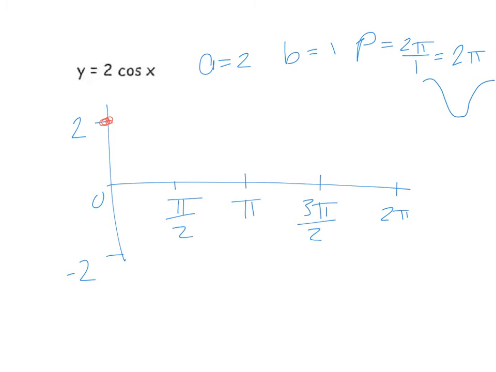I'm only going to fit one curve in this distance, so I'm going to go down to 0 at pi over 2, then negative 2 at pi, back to 0 at 3 pi over 2, and up to 2 again at 2 pi. And there's my cosine curve for this graph.